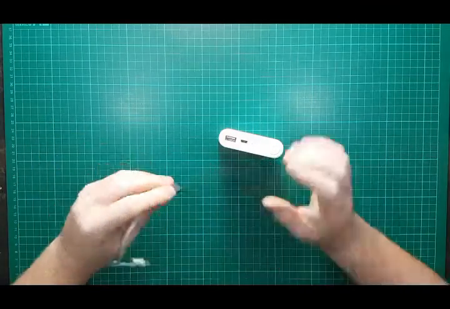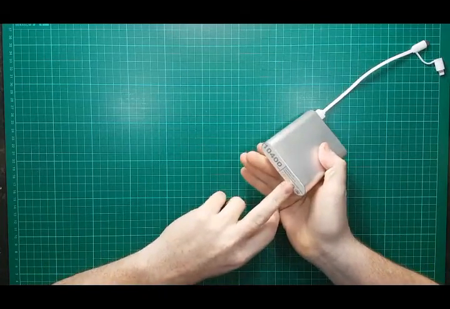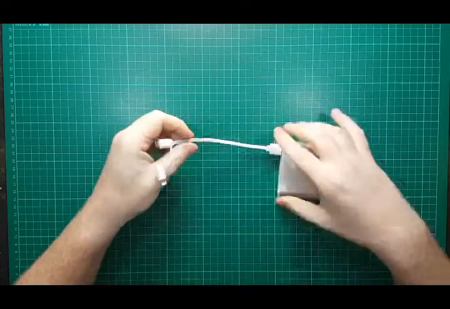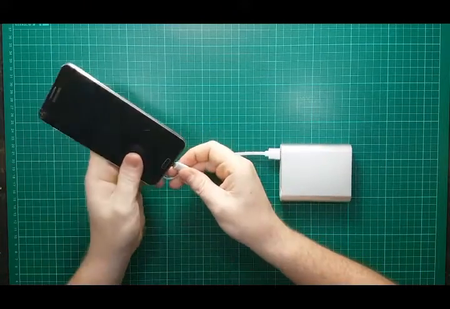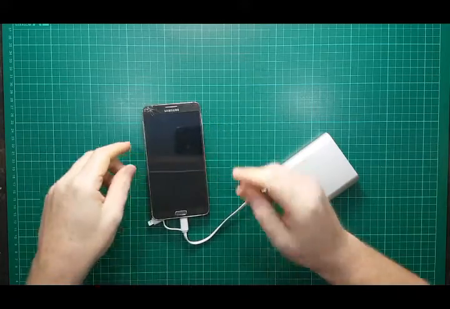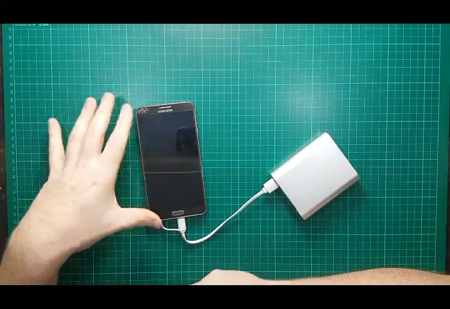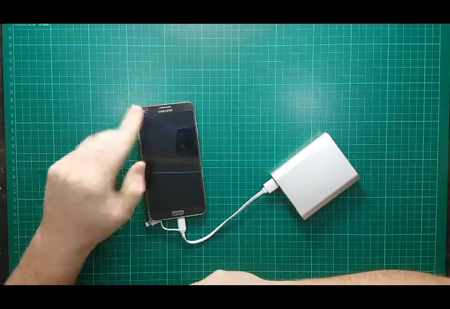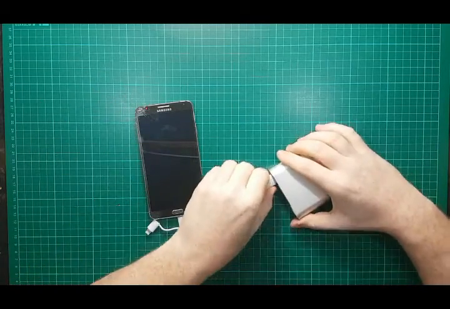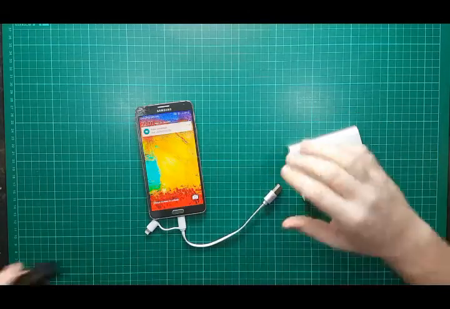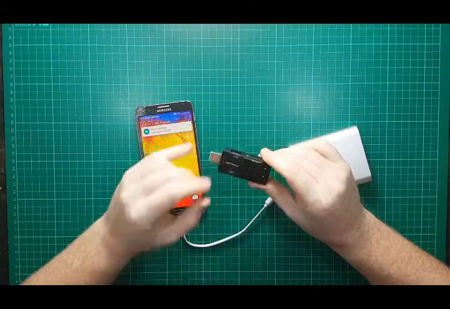If I plug this in, now allegedly this is a 2.1 amp output. So if I plug that into this device and into my phone, as expected, it initiates the charge in the phone. If I switch this off, this is just a crap phone. You can see the charging light comes on. So you may think, happy days, my device is charging. If I take that out and plug this in here, which is a USB voltage and amp detector.